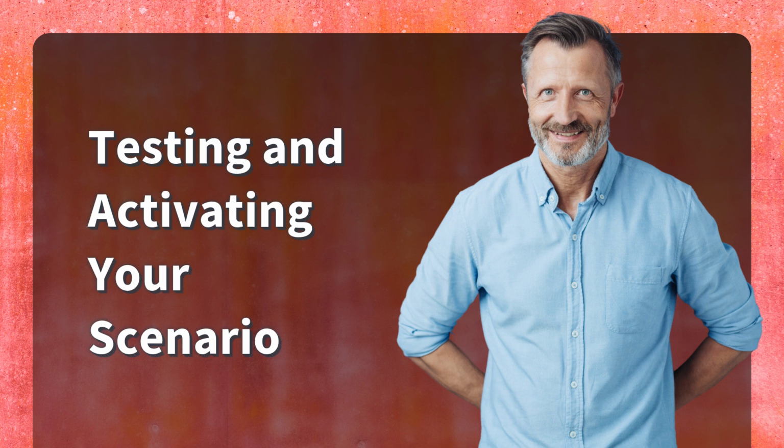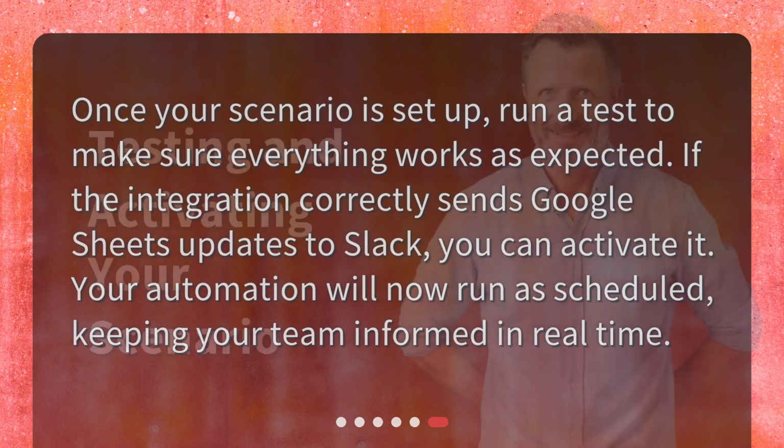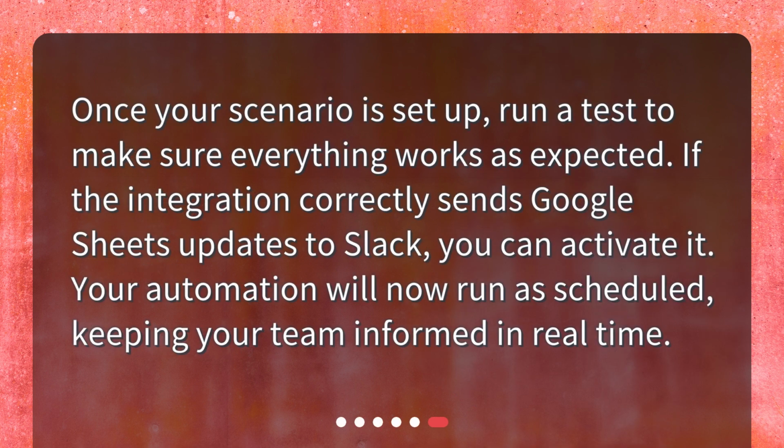Testing and activating your scenario. Once your scenario is set up, run a test to make sure everything works as expected. If the integration correctly sends Google Sheets updates to Slack, you can activate it. Your automation will now run as scheduled, keeping your team informed in real time.